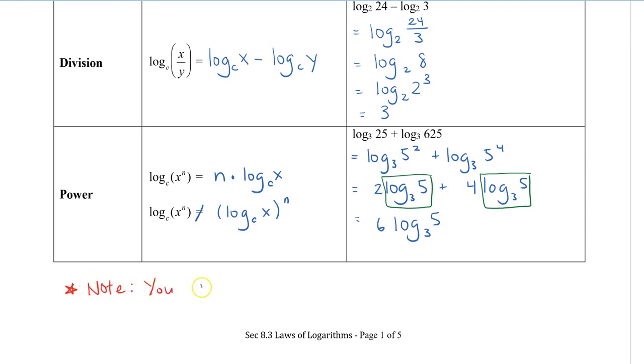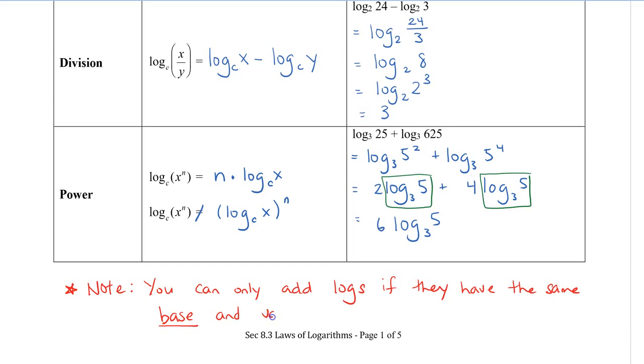You can only add logs, like in this last example here, if they have the same base and value that it logs. So notice that these are both log 5 with a base of 3, so we can add these 2 together.